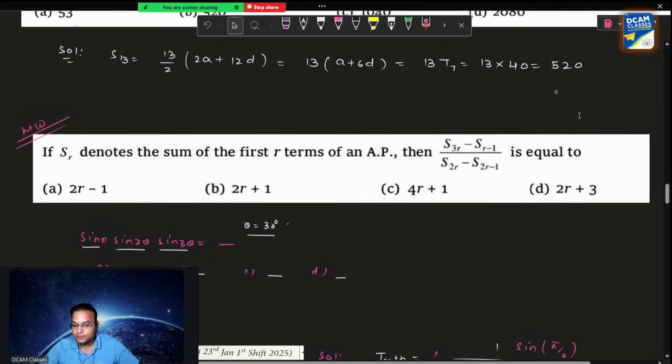Trigonometry. If you have not solved, try solving it now.